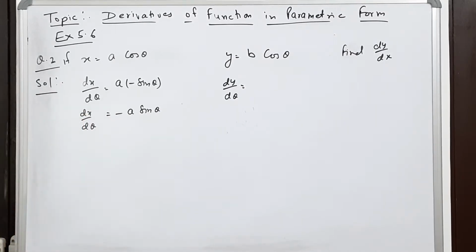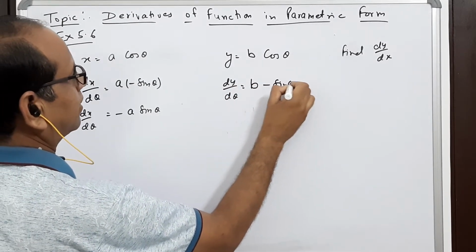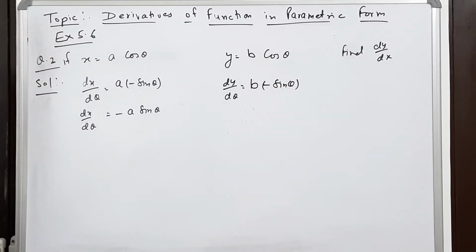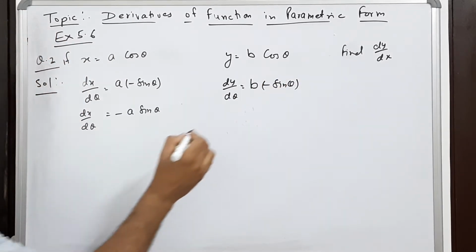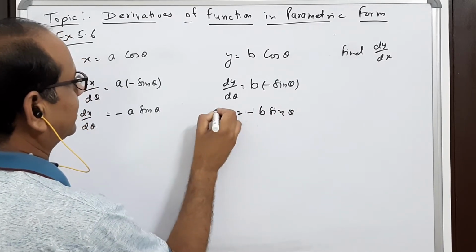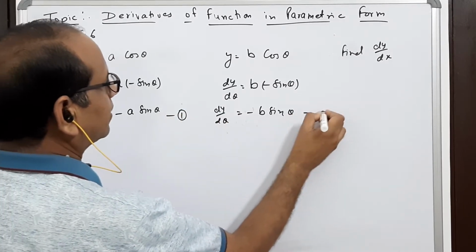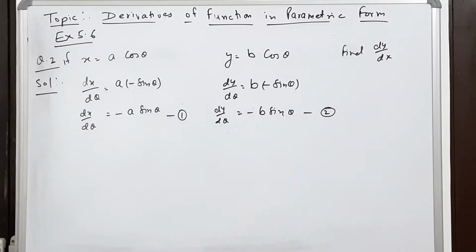Now when you find the derivative of y with respect to theta, it is b times minus sine theta, as you all know that the derivative of cos theta is minus sine theta. So the final part is minus b sine theta. This is dy by d theta. That is the first part, and this is the second part.